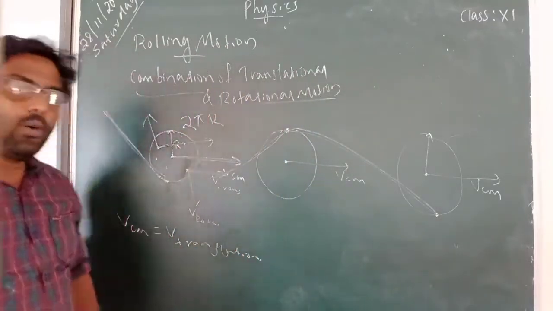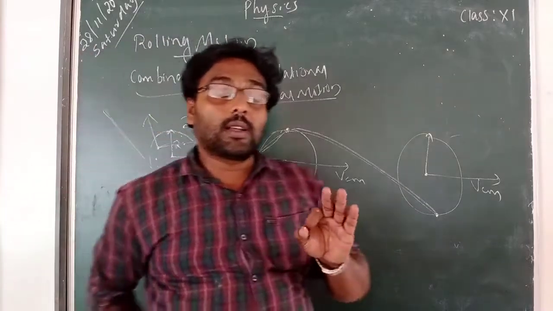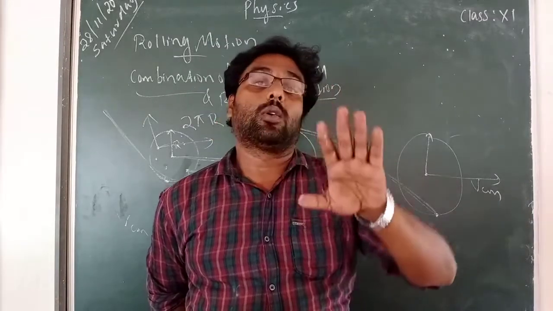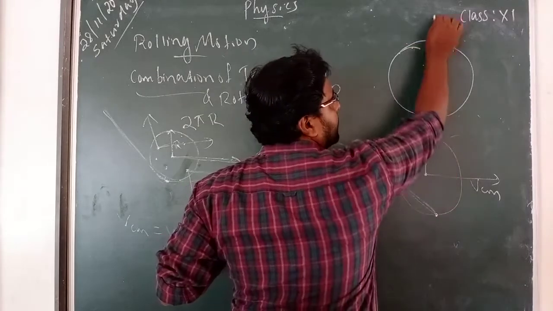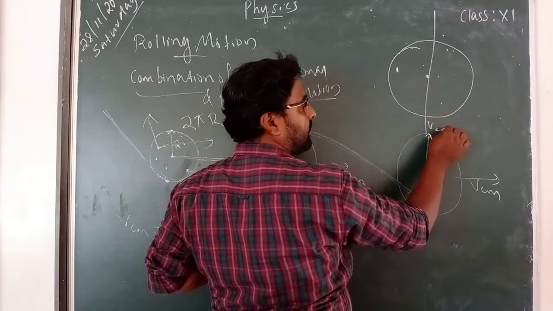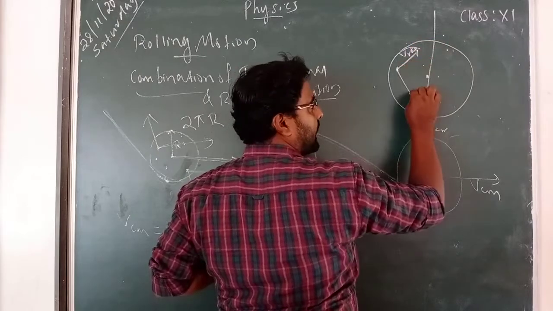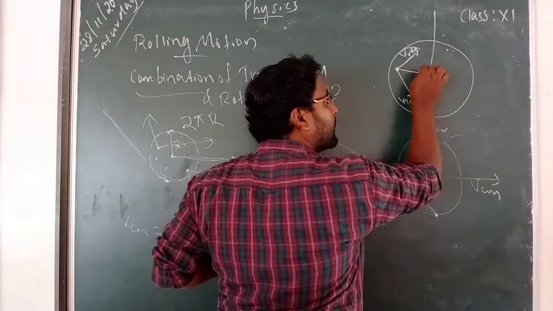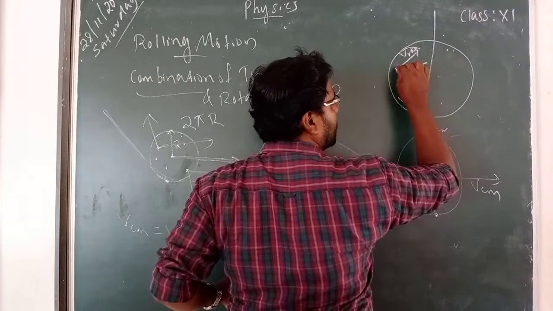Now what you have to see is V_CM equal to V translational. It means the center of mass only moves in a translational path, and all the other points move in both translational and rotational paths. Suppose this is the disk and this is the center of mass. Here you are choosing a point: one is V rotational and the other is V translational. It has some resultant velocity.